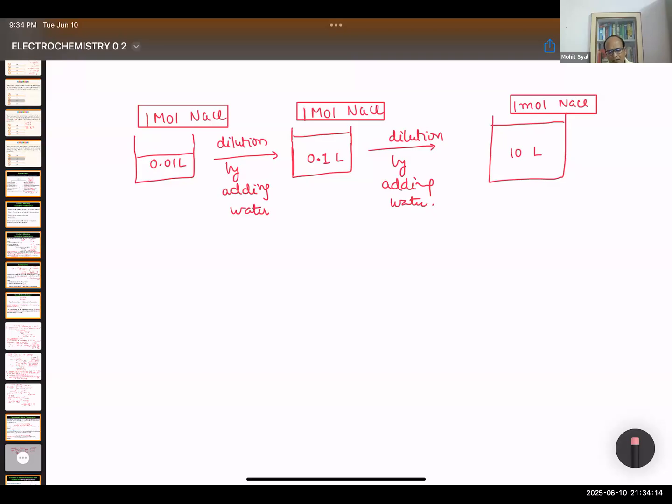Let me tell you very quickly. The kappa, the specific conductance, that is for 1 cubic centimeter, is going to decrease, and the molar conductance is going to increase. We are going to discuss this in the next class. Let me end the class. Just revise it from your NCERT and we will discuss it in the next class.